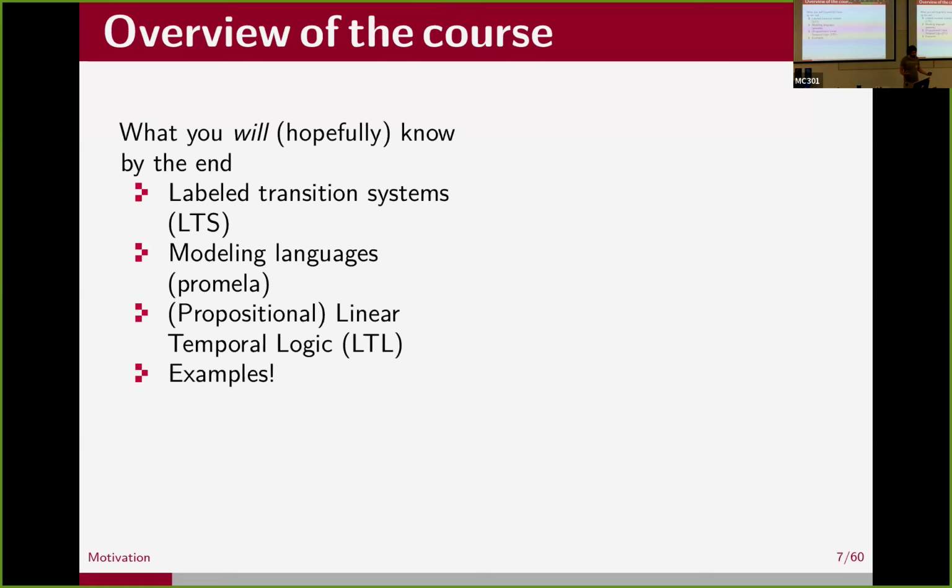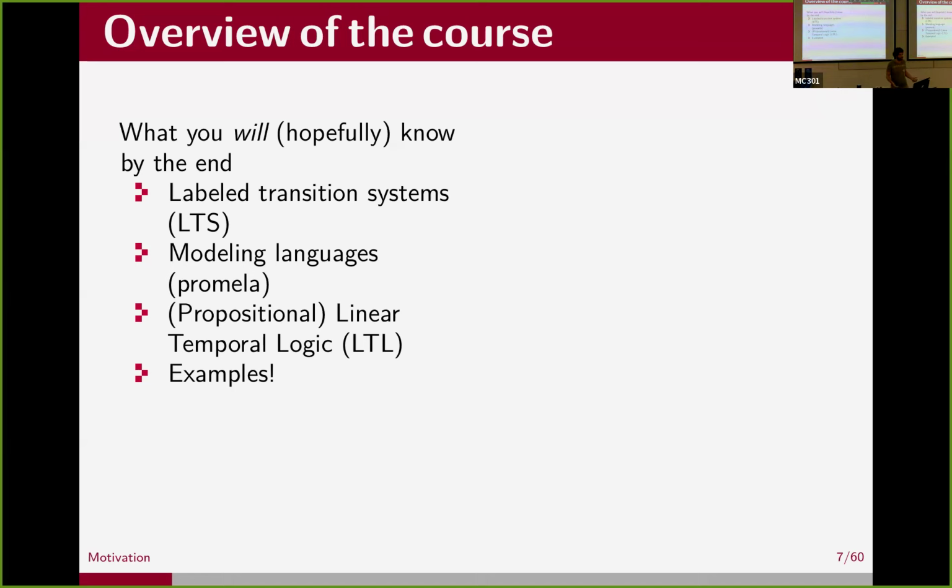So what will you hopefully know by the end of this? Maybe you already know it, but by the end of it, you will know what the formalism of a labeled transition system is. You'll know what modeling languages are. How do we define this labeled transition system in some convenient language? We're going to specifically use Promela, or Promela, I don't know how you stress that, which is a language that's well established for this. It hasn't got all the newest bells and whistles, but it's venerable and useful. And we're going to know linear temporal logic.